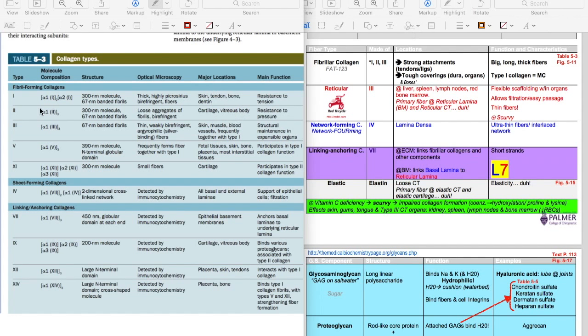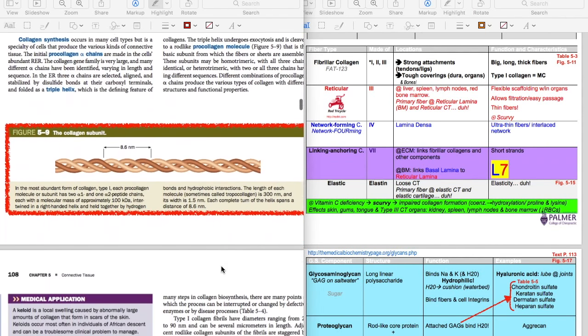Resistance to tension, right? Type 1, the major one, is going to be found in things that get torqued on a lot, like skin and tendon and bone, also in your teeth. I'm not going to go over this, but if you want to come to this later, I've noted it here for you. Otherwise, we're going to go to figure 5.11 to look at a picture.